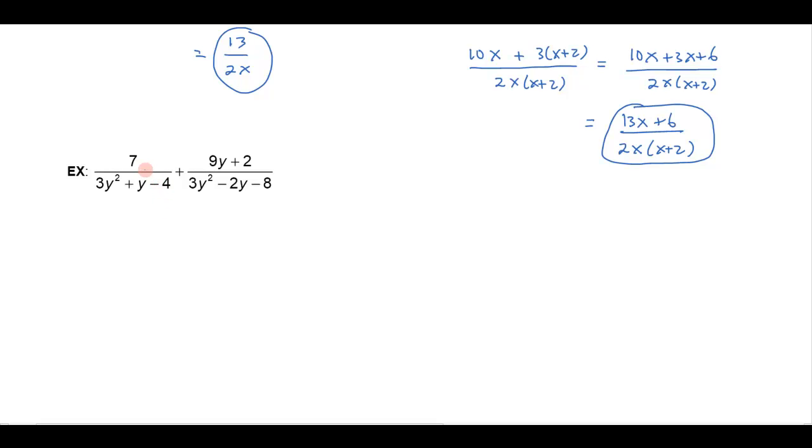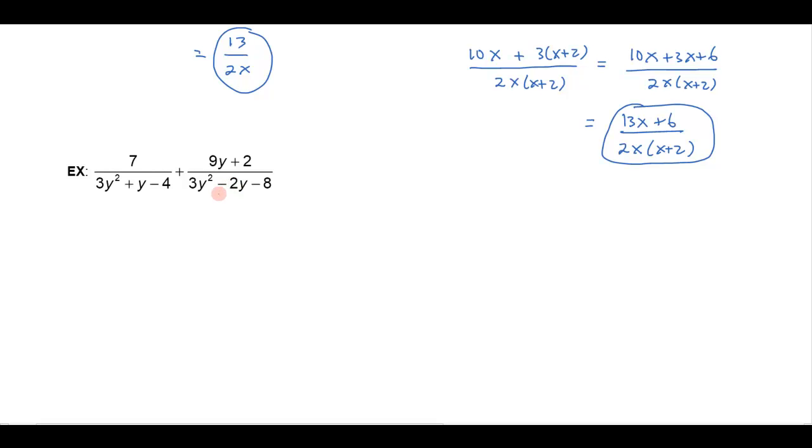One last problem here, 7 over, now here I have a trinomial, and many students will look and say, well, I've got a 3y squared here and a 3y squared here. Oh, but this is a y and that's a negative 2y. How am I going to make that the same?